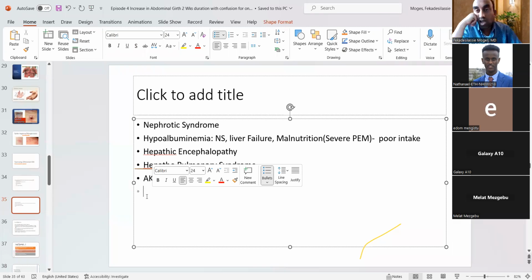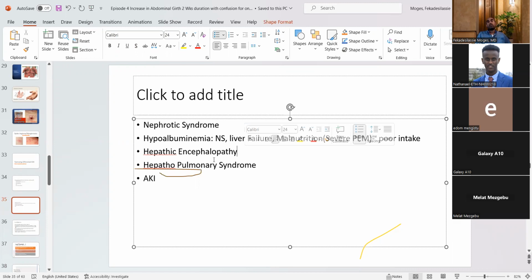So how much should it be to diagnose nephrotic syndrome? Greater than 3. Yeah, greater than 3.5 should be fulfilled to diagnose it as nephrotic syndrome. Okay, that's very important. Very good. Protein to creatinine ratio. Excellent. What other investigations do you want to do?